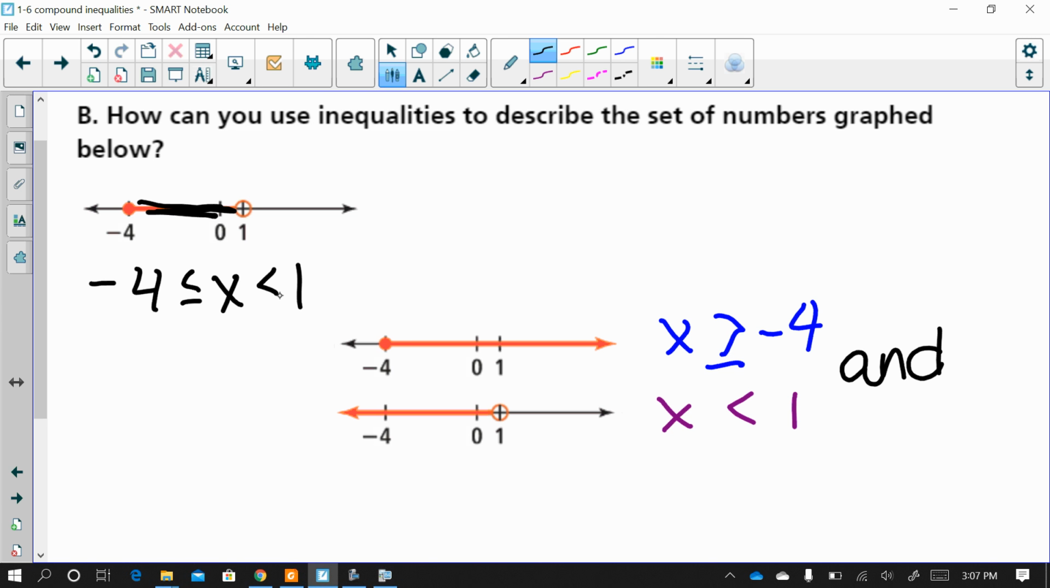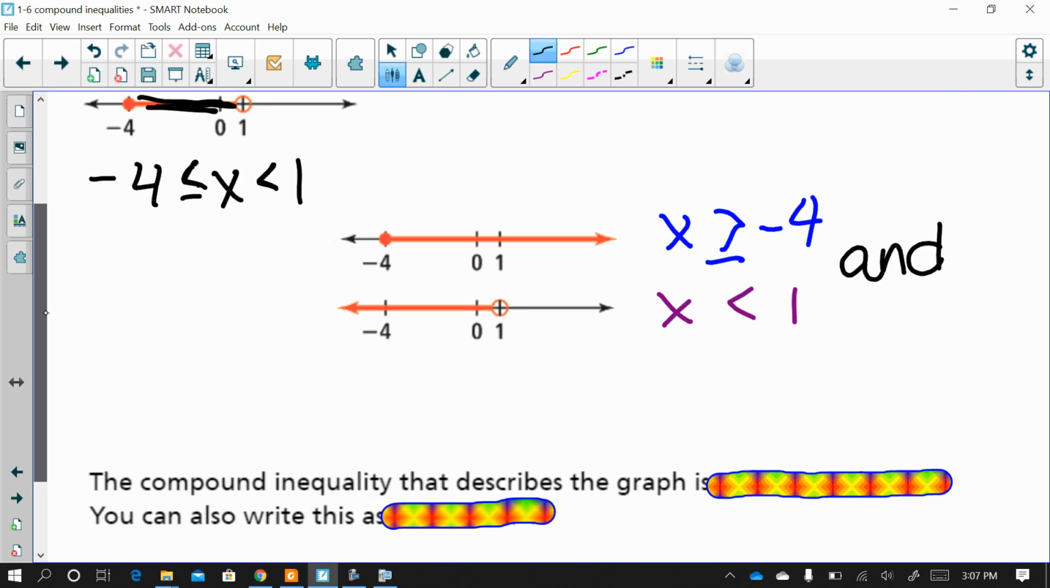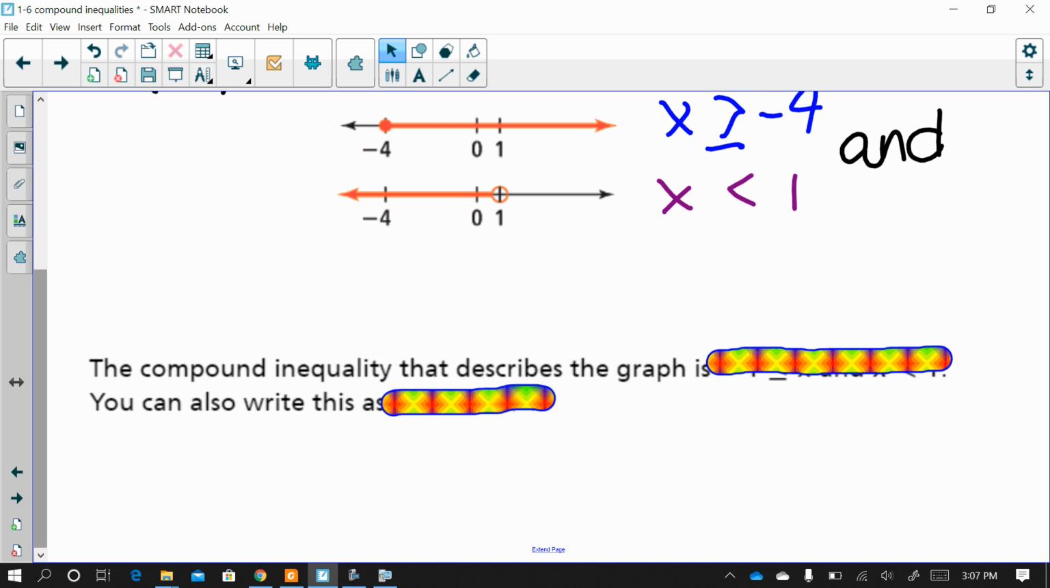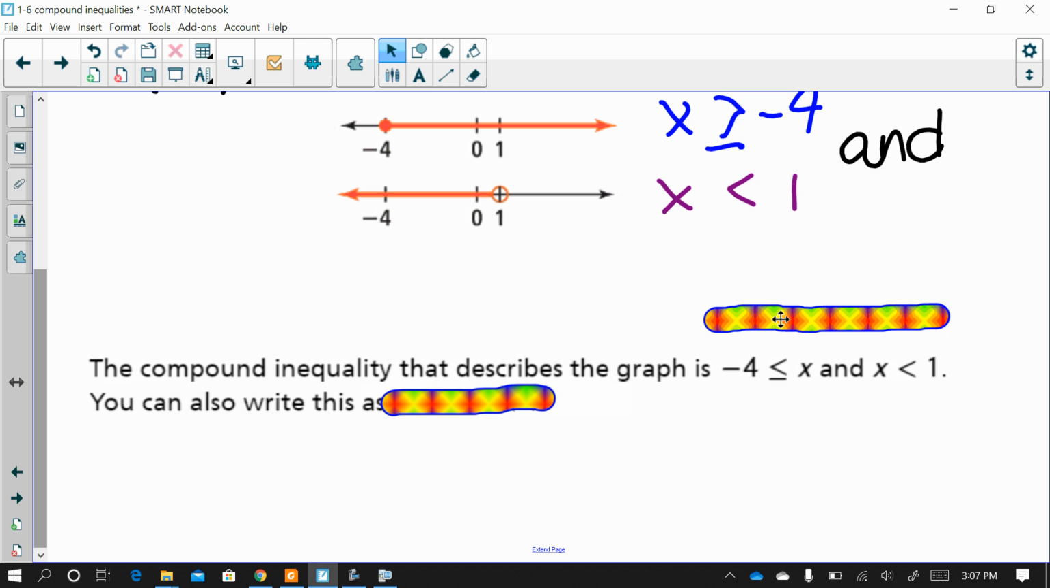When you do it all together like this, you always should put the numbers in order from least to greatest. And then you'll notice that your arrows will point the same way. So two ways to write that. The compound inequality that describes this graph is -4 is less than or equal to x, and x is less than 1. You can also write it as I just wrote it in between.